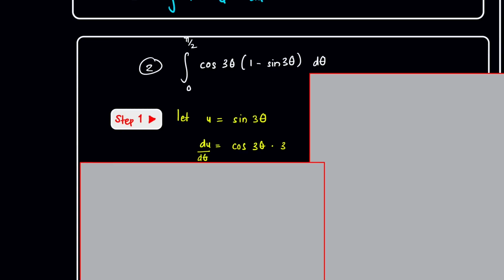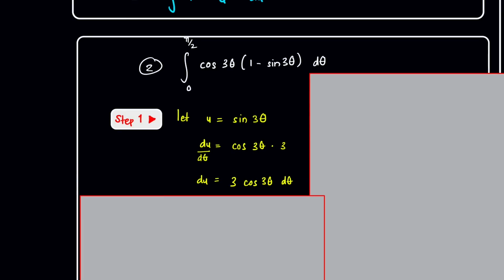And then we differentiate sine 3 theta. Okay, it will become cos 3 theta. And then you differentiate this 3 theta, you'll get 3. Then you rearrange the expression. You put the 3 as the coefficient at the front. And then you rearrange this du over d theta, so you create an expression of u in terms of theta. So du equals 3 cos 3 theta d theta.